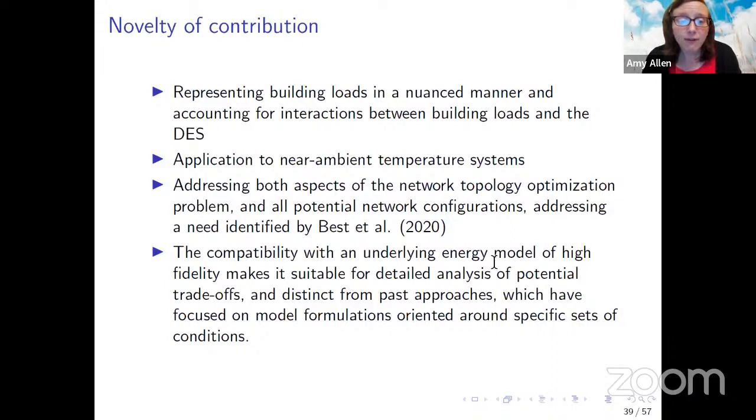And I'd also like to highlight a few novelties of this contribution, which include the representation of building loads in a nuanced manner and in a way that's flexible to a variety of underlying system energy models. The application to near ambient temperature systems, which present the most interesting application for this work, and the accounting for interactions between building loads and the district energy system, which highlight some of the key elements of 5G DHC systems in terms of the ability of connected buildings to offset each other's loads.